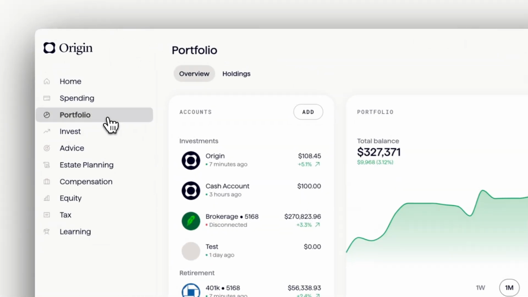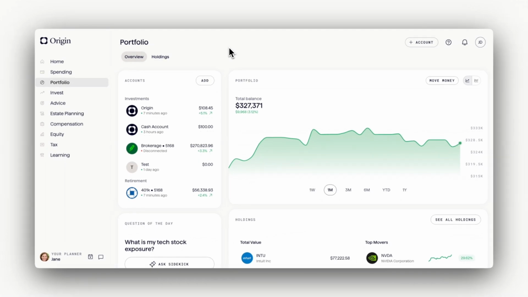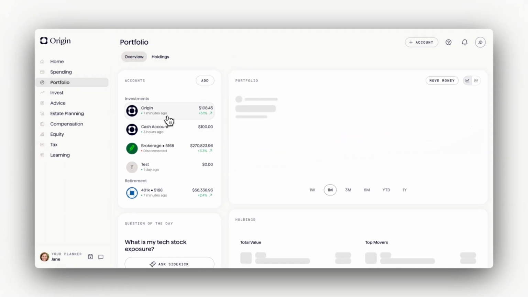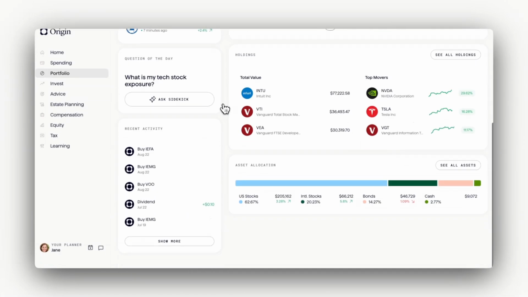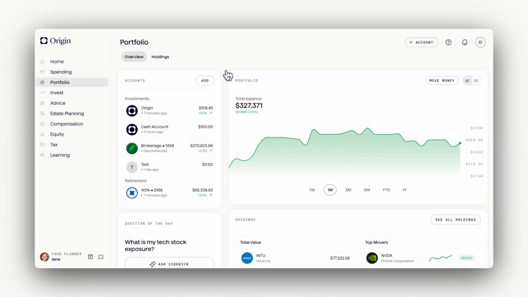Next, we have the portfolio tab, which is where you can see the balance and performance of all of your investment accounts across your portfolio. You can dive into individual accounts or understand holistically how your portfolio is doing, what holdings make up your portfolio, recent activity, and your asset allocation.